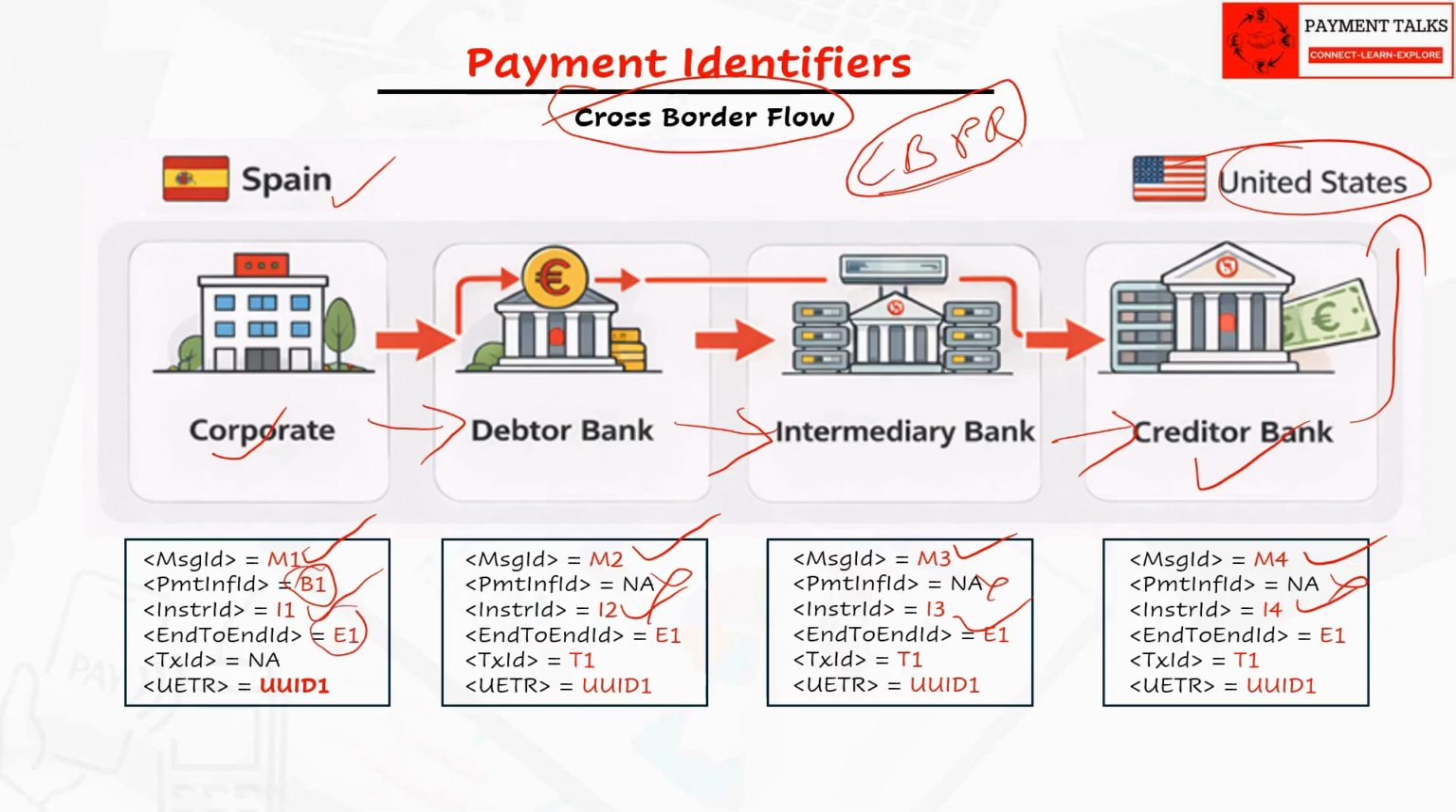End-to-end ID E1 is unchanged across all four parties. Transaction ID is assigned by the debtor bank, the first instructing bank, as T1 and passes through every subsequent bank unchanged. UETR is assigned by the corporate in this scenario with GPI for corporates, or by the debtor bank, and it travels unchanged through all four parties. There is no clearing system reference in this pure cross-border flow.